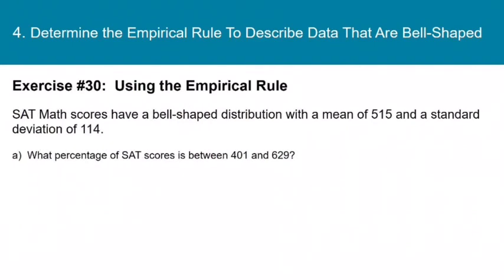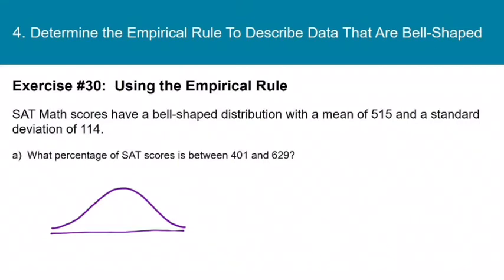Now let's look at a couple of examples together. So this is exercise 30 from your textbook, and it says SAT math scores have a bell-shaped distribution with a mean of 515 and a standard deviation of 114. What percentage of SAT scores is between 401 and 629? Well, let's start by drawing the curve, and that's always a good place to start.